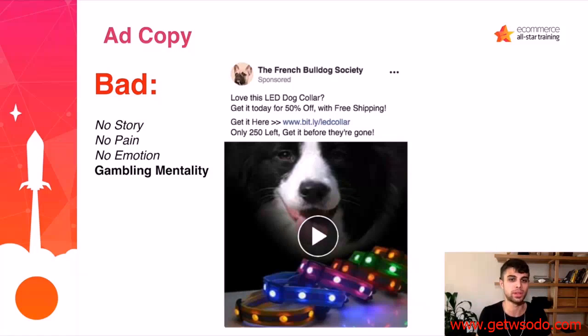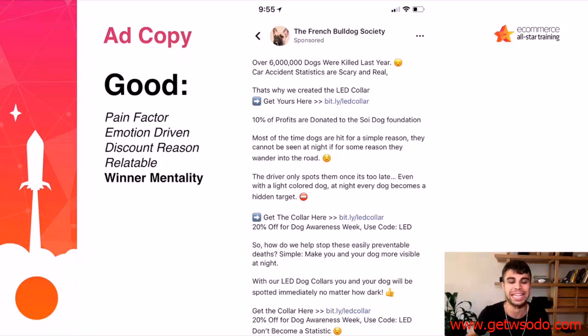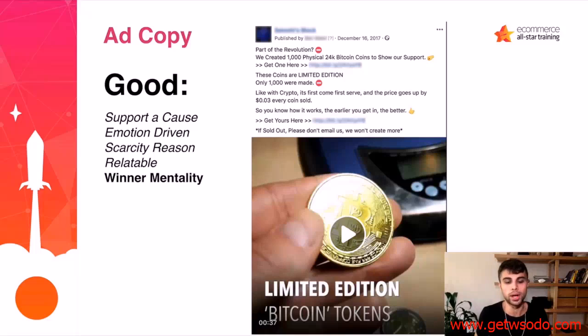When a company sells something like, love this LED collar, get it today for 50% off with free shipping, it's just obvious that the marketer wants to make money. There's nothing behind it, which is fine. I know we're doing things to make money, but the customer will most likely buy if they feel like they're buying from somebody that understands them, which is something like this. And this can turn a product from a loser to a winner. It can be the same product, but it can turn from a loser to a winner just by understanding the angle.